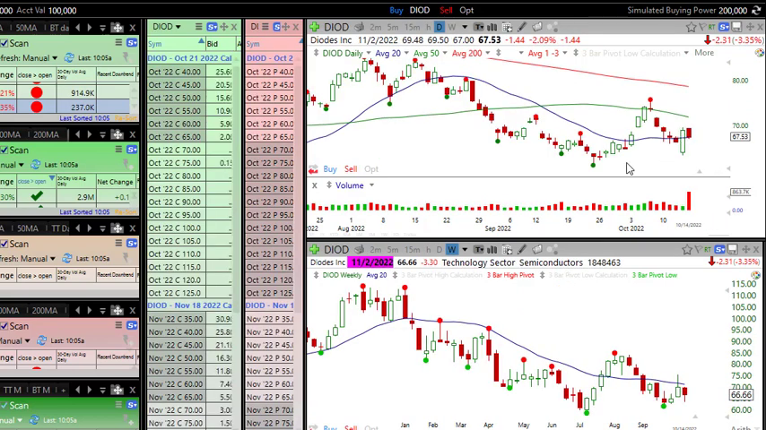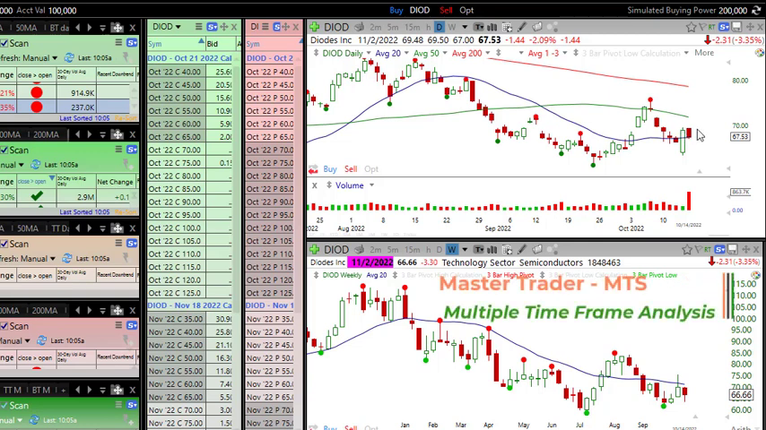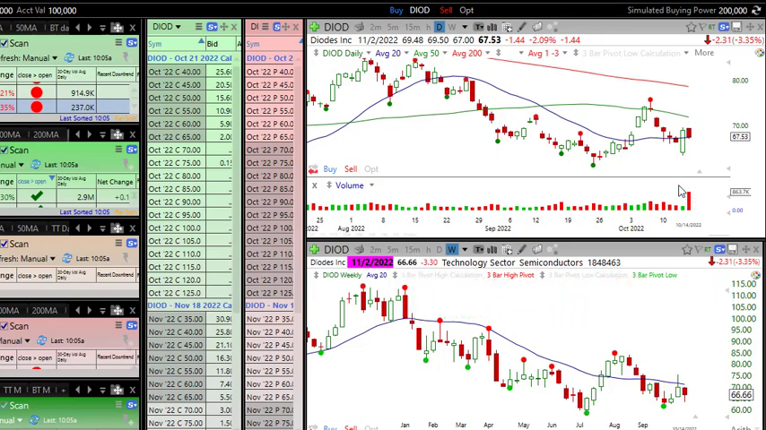This one, beautiful, DIOD. We had a gap reversal, beautiful inside bar, doesn't trade over the highs. Over that, we have a price void. Look at the volume, that is a beauty.